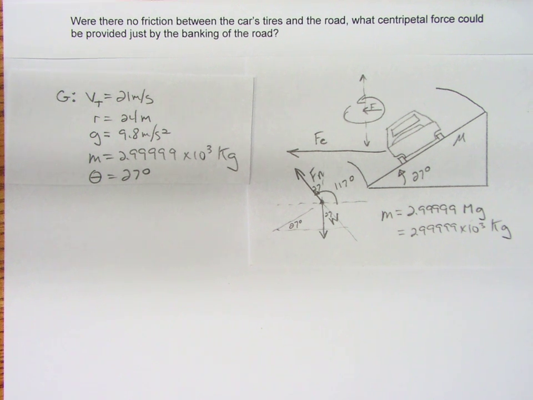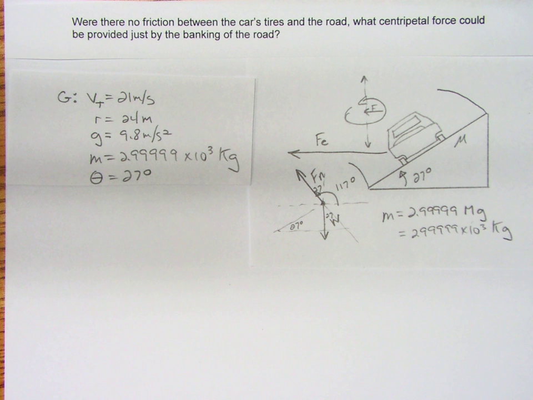Okay, we're doing the second part of this problem of uniform circular motion on an incline. And the second part of the question is, were there no friction between the car's tires and the road, what centripetal force could be provided just by the banking of the road?